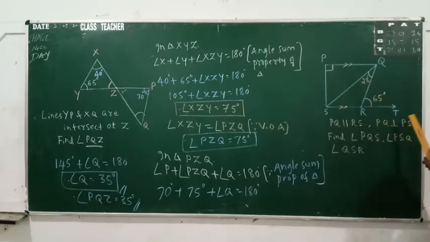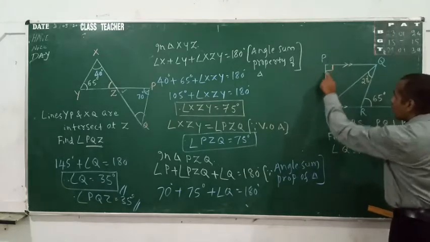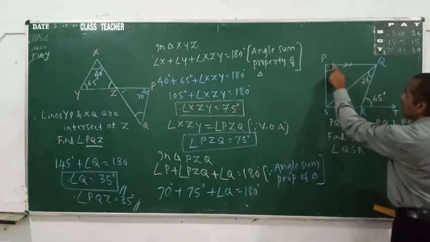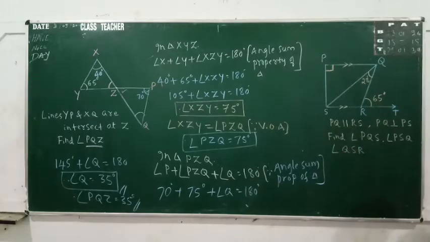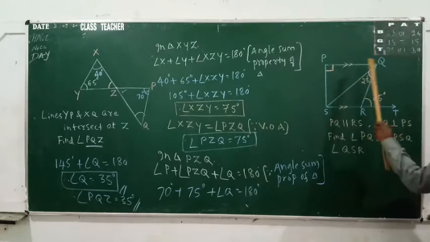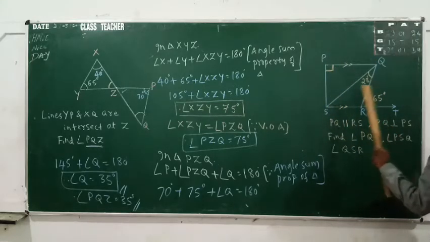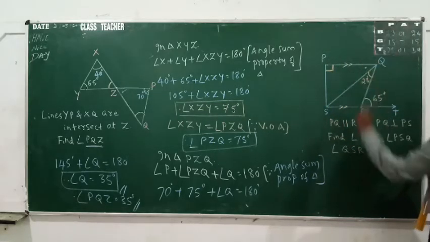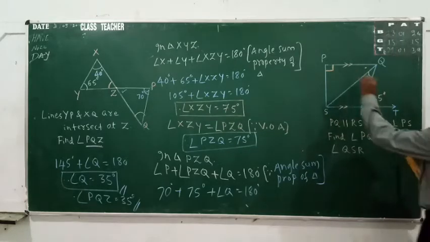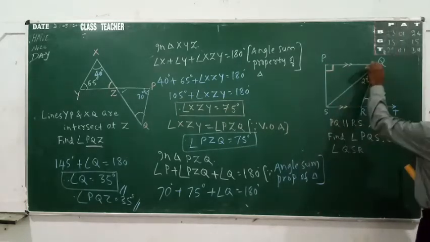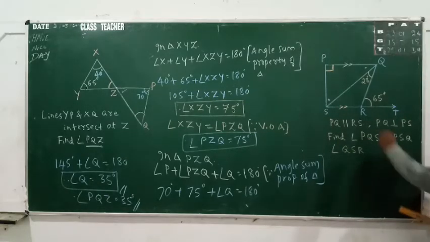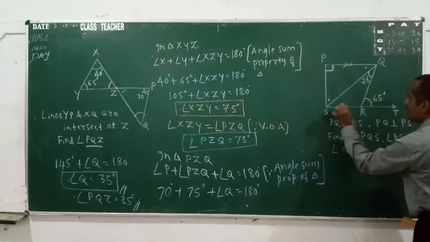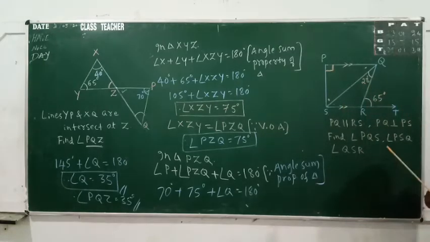PQ is perpendicular to PS. PQ and PS are perpendicular. Perpendicular means right angle, 90 degrees. This much they have given. They ask you to find PQS. This angle has to be found. PSQ. This angle has to be found. And QSR. This angle has to be found.